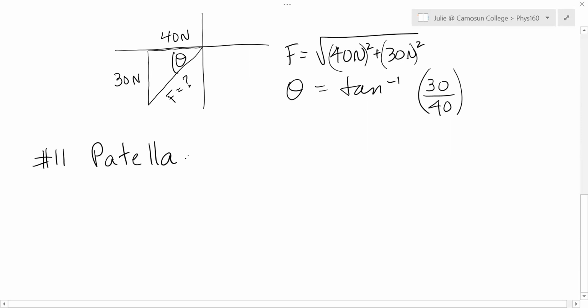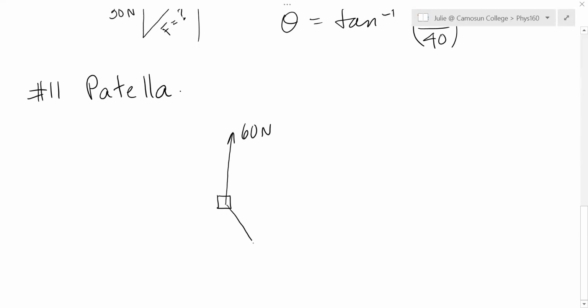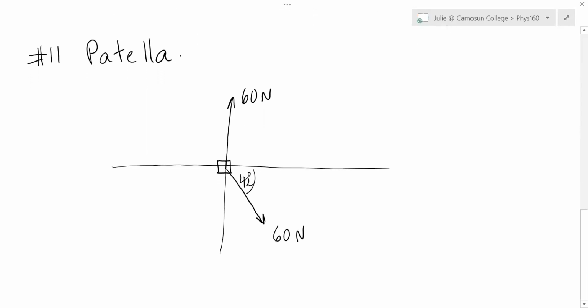Okay, so it's got a very nice picture there showing the forces on that patella. And if I just draw the patella as a box and do the free body diagram, it says that the quadricep tendon pulls straight up with 60 newtons. And the patella tendon pulls along the tibia also with 60 newtons, but this is now at an angle. So we need an X, and it gives us 42 degrees. And the question is, what is the third force that puts that system into equilibrium?